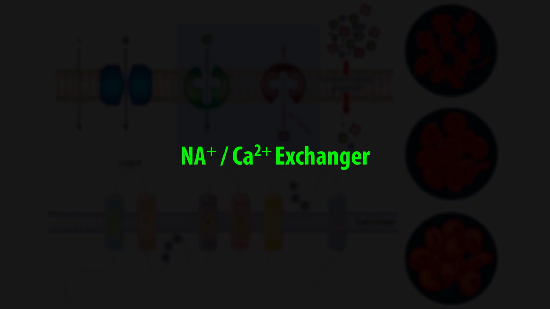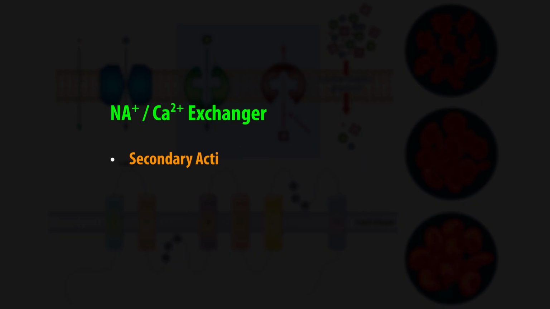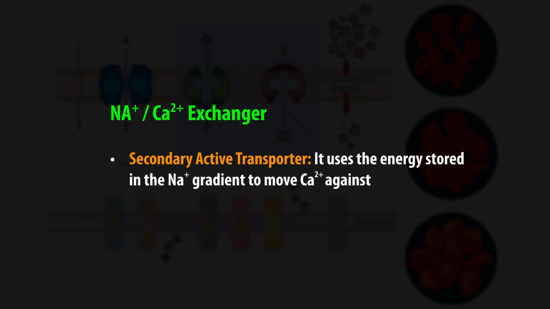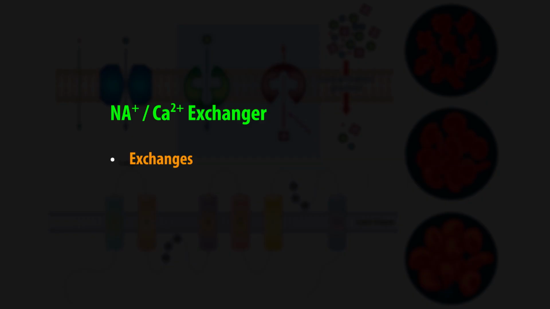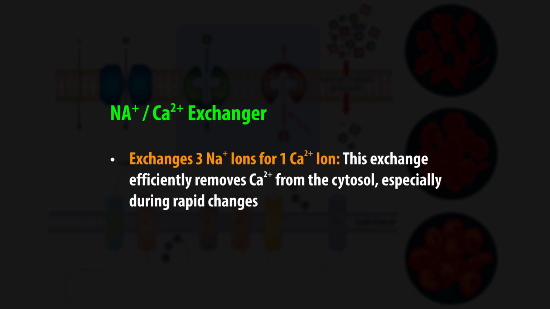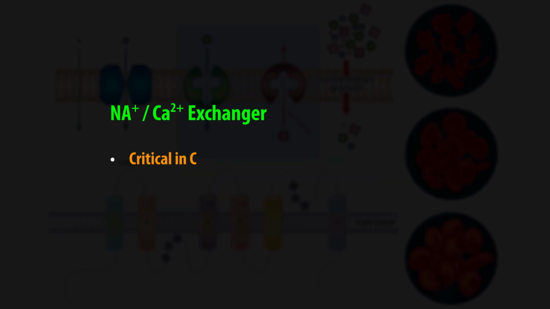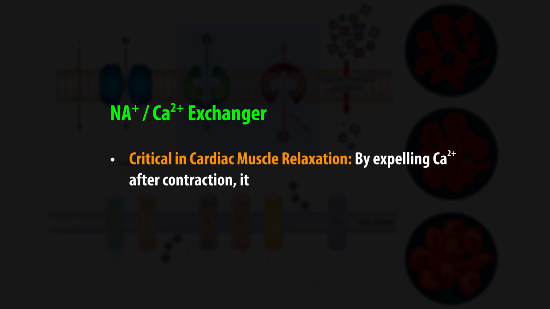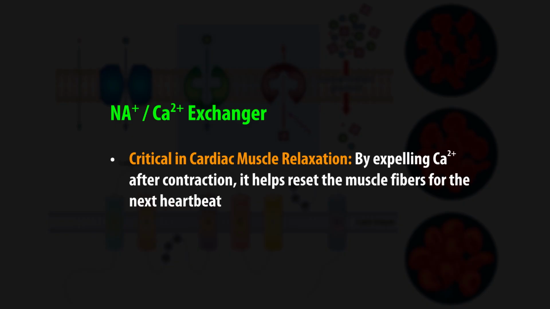Sodium calcium exchanger. The first point is that it is a secondary active transporter, which uses the energy stored in the sodium gradient to move calcium against its concentration gradient. Second, it exchanges 3 sodium ions for 1 calcium ion. This exchange efficiently removes calcium from the cytosol, especially during rapid changes. The third is that it is critical in cardiac muscle relaxation. By expelling calcium after contraction, it helps reset the muscle fibers for the next heartbeat.